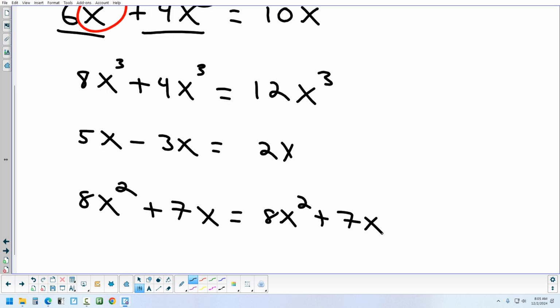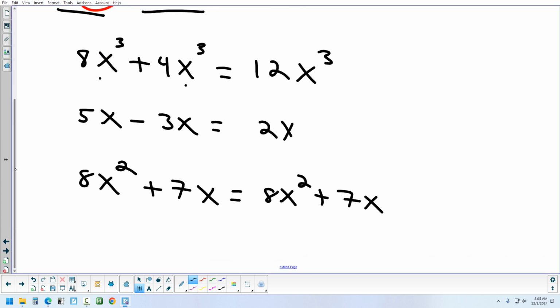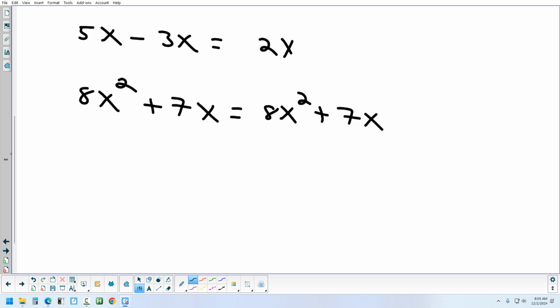That would stay exactly the same. Okay? In order to add or subtract, you need to have what are called like terms. Like terms have the same letters, and each letter has to have the same exponent. Okay? So the first three were okay, but the last one, no. All right, now let's do one more, and then we'll do the ones on the worksheet.